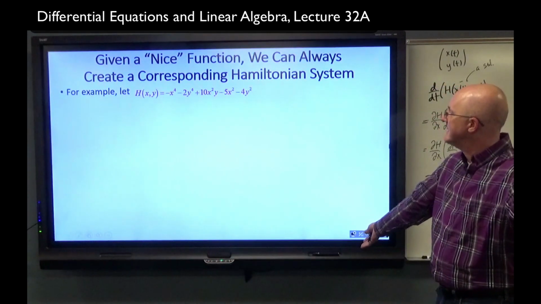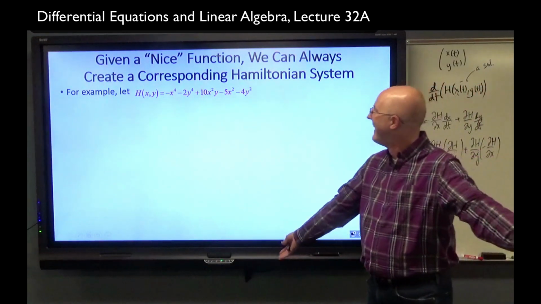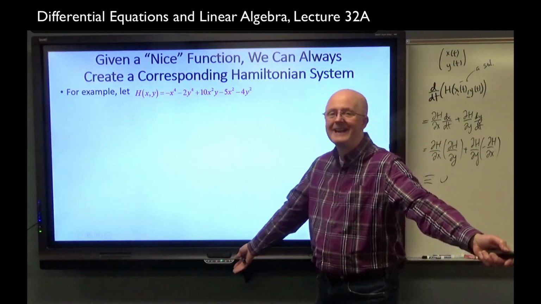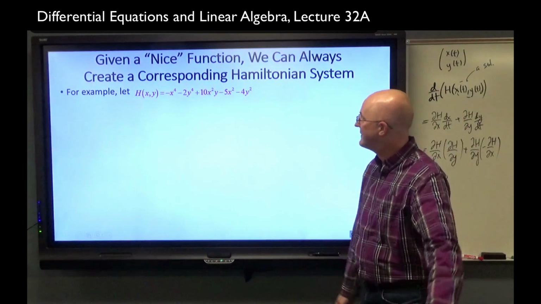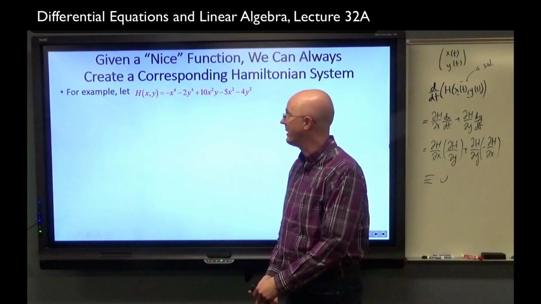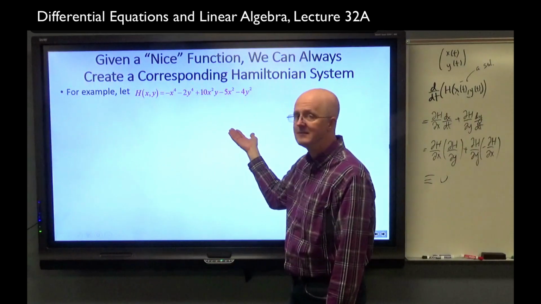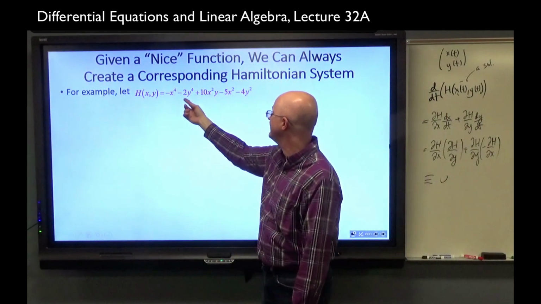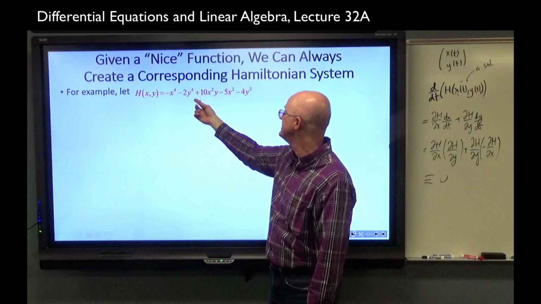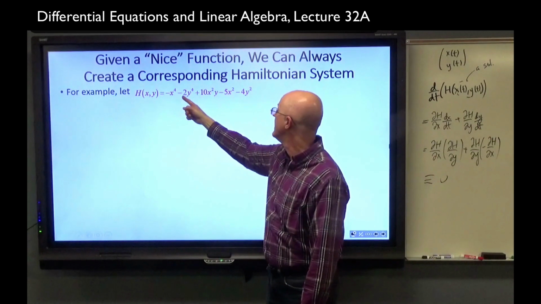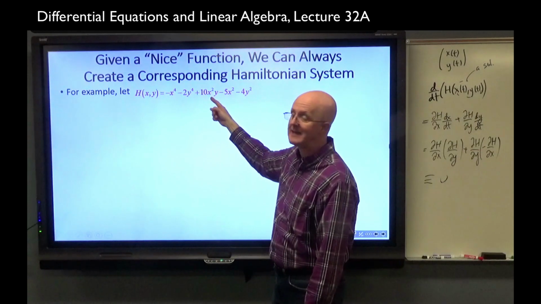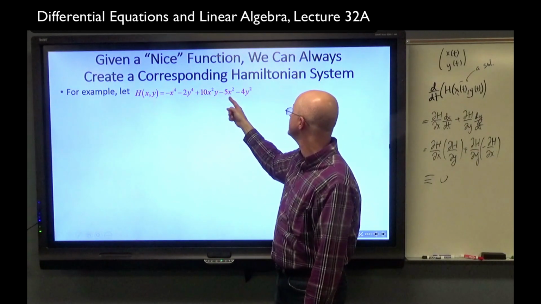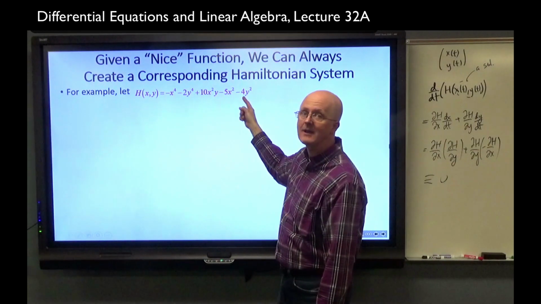For example, I could pick this function. A fourth degree polynomial in x and y. So I'd have to figure out, for the dx dt equation, the partial of h with respect to y. What would it be? Think about it with me. It'd be negative 8y cubed. That differentiates to 0. Differentiate this with respect to y, you get plus 10x squared. Treat the x as constant. To 0, and then minus 8y.